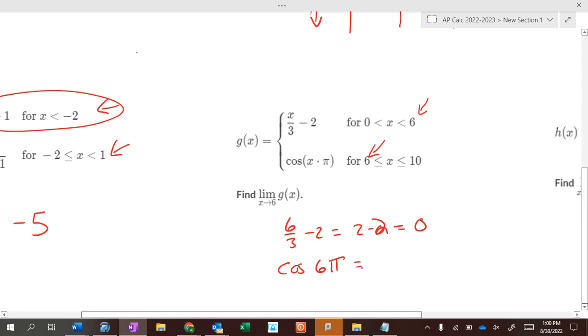Well, what's the cosine of 6 pi? Well, what's the cosine at pi? Or at 0 pi and 2 pi and 4 pi? Come on, it's on your unit circle. Cosine at 0. 1. Okay? This is 0. This is 1. What do we have? We have a conundrum. Does not exist. They go towards two different things. Okay?